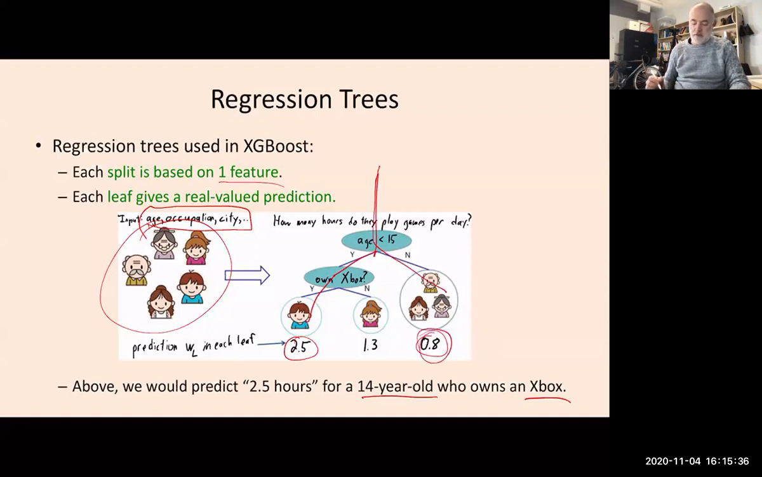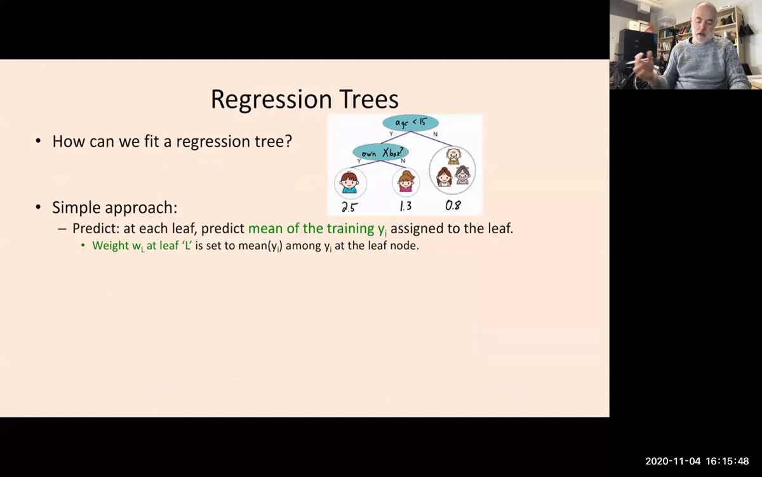And now the question is, how do you compute this quantity? It's fairly straightforward when you're doing just regression. You can just take the average, basically. So how do we fit it? Well, the simple approach is to predict at each leaf. You just predict the mean of the training data assigned to the leaf. So you shove all your training data down through this tree, and this is just the mean of the data assigned to the leaf.